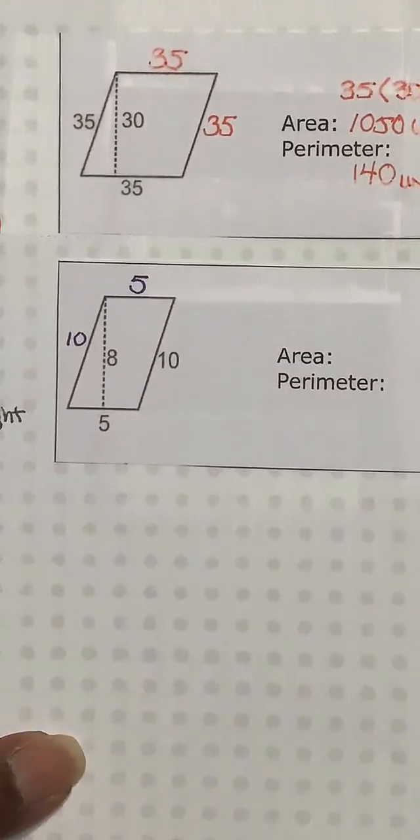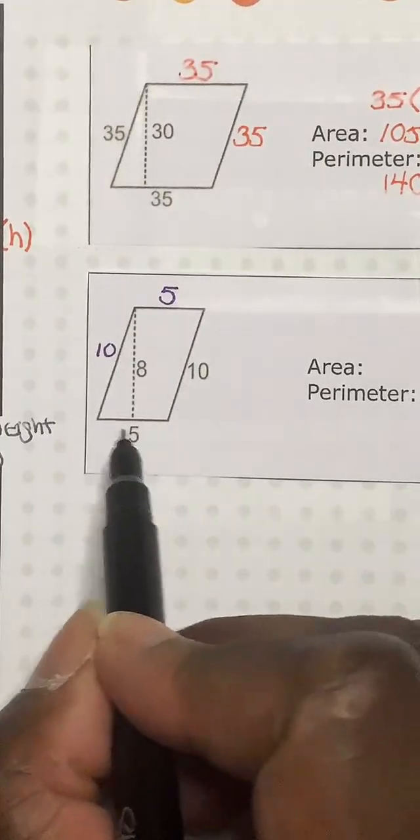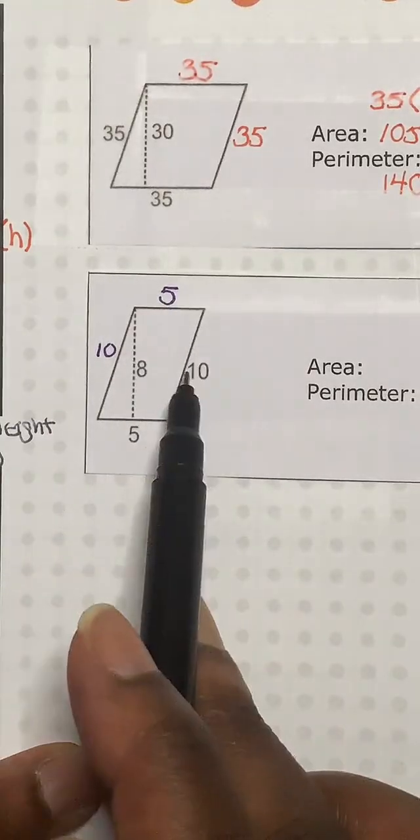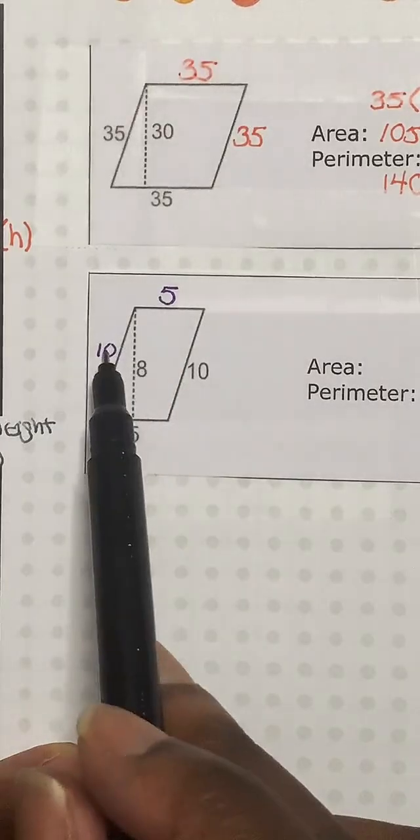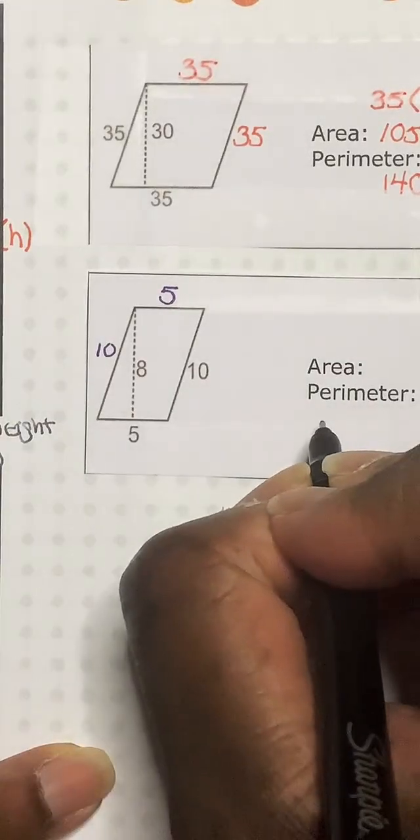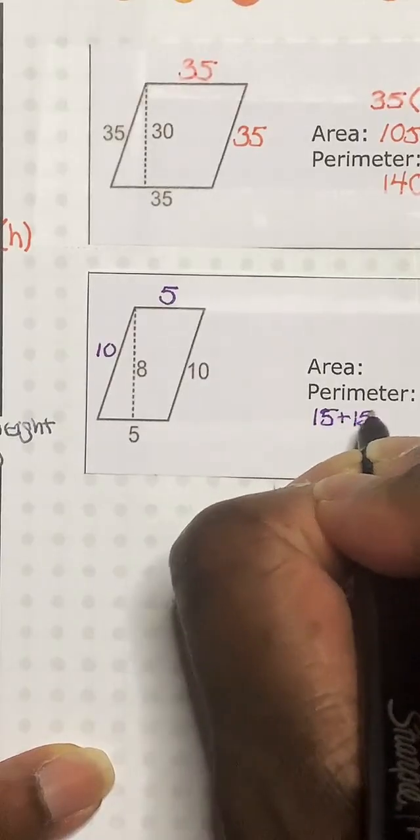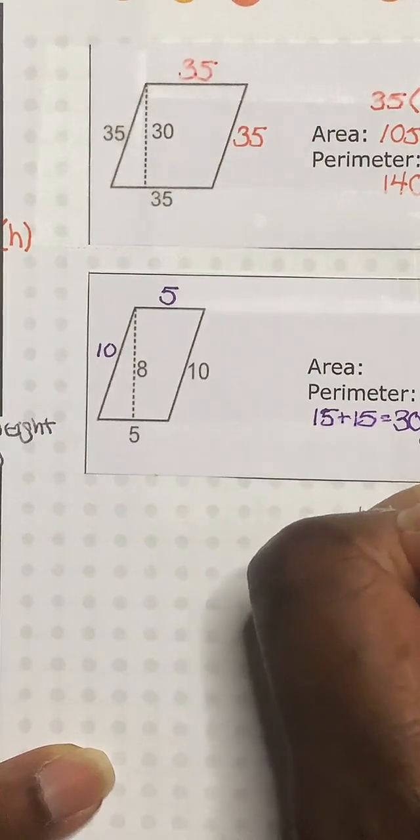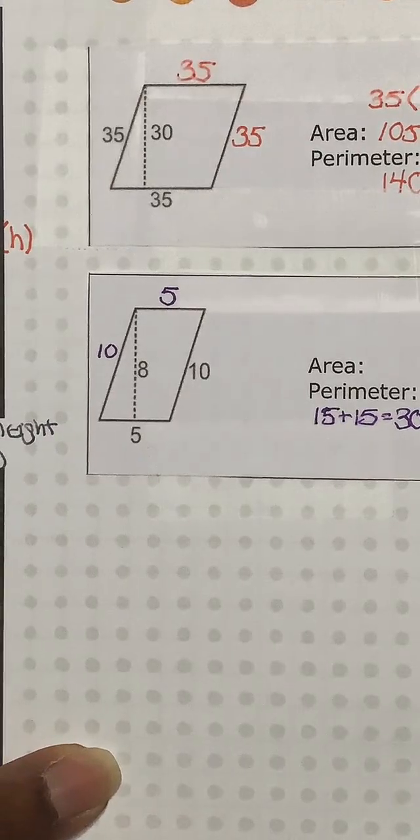So for the perimeter, we need to add everything up. We're adding up just the sides, not the height, just the sides. So we have 10 and 5, that's 15. 10 and 5, that's 15. 15 plus 15 gives me 30. So our perimeter is 30 units, because all we're doing is adding up the sides.